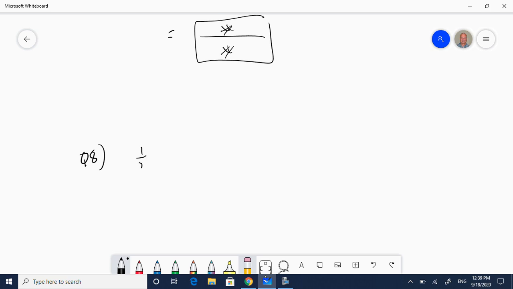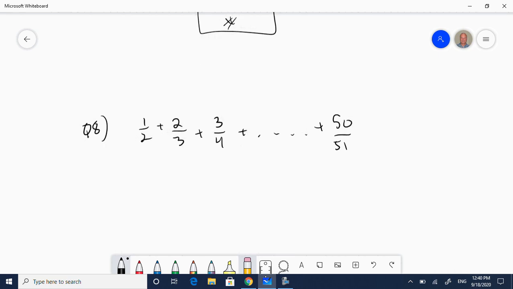I've got 1 over 2, plus 2 over 3, plus 3 over 4, all the way up to... I want to replace this string of numbers with a summation. Now to help you, this is your first term, this is your second term, your third term. And it looks like 1, 2, 3, it looks like I go all the way up to the 50th term.